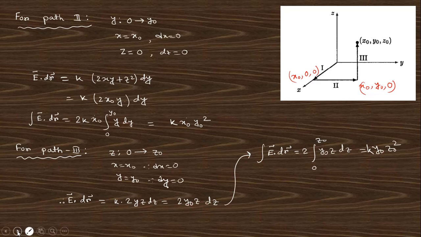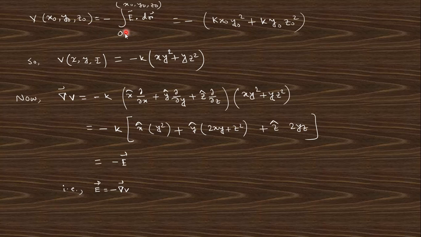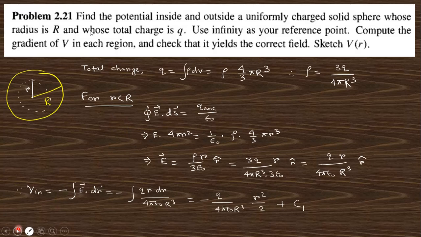So finally you will get the total potential expression. Now if we find the gradient of V, you will get this expression, and this is nothing but the electric field, so we get E equals minus grad V. Okay, I think that's clear. Go to the next one.